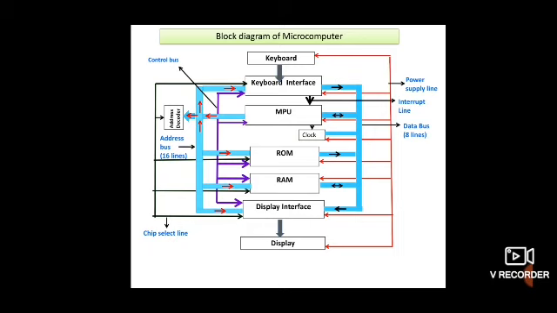So what is the function of this interrupt line? When the keyboard interface interrupts the CPU or MPU, the MPU might be busy executing another task. Then it sends an acknowledgement: yes, I came to know that you want my services. Then the MPU completes the execution and collects the data from this keyboard interface.